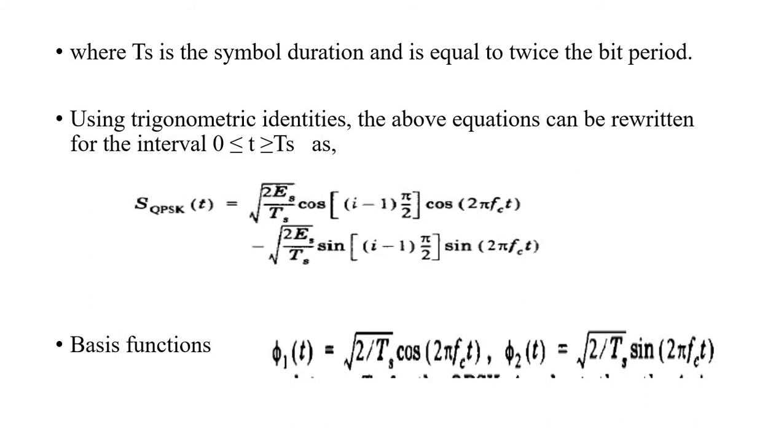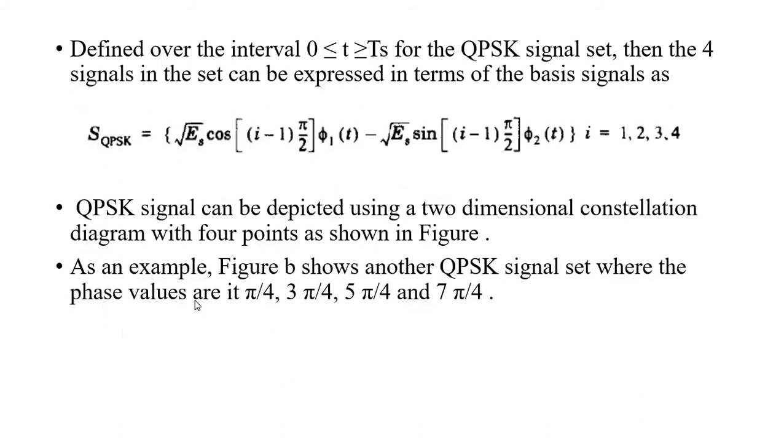For example, if you are denoting data 0 0, one 0 will go for phi 1 of t and another 0 will go for phi 2 of t. Likewise, when you are representing data 0 1, then 0 will go for phi 1 and 1 will go for phi 2. These 2 basis functions play a main role, and they are called orthonormal basis functions, defined in the interval 0 to Ts.